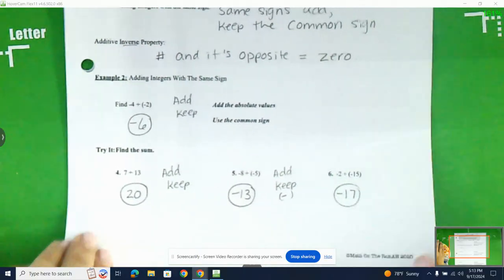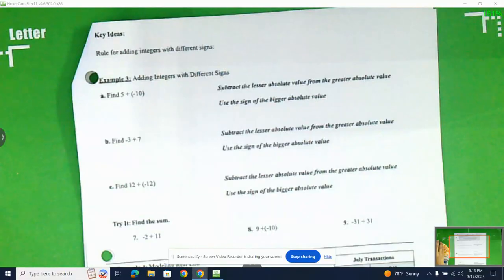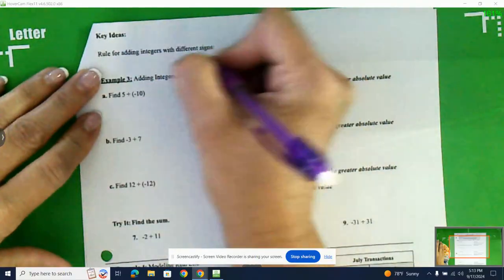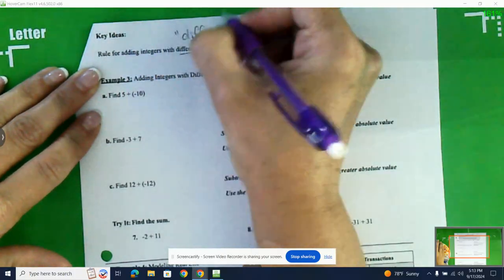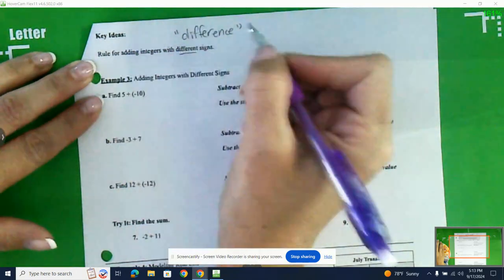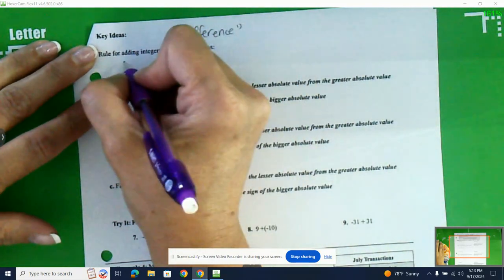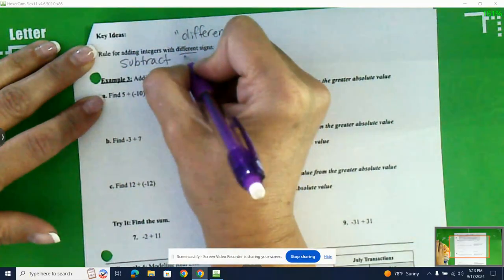All right, let's turn it over. Rules for adding integers with different signs. Okay, for different signs, think of the word difference. Different and difference. Okay, so we're going to subtract their absolute value.